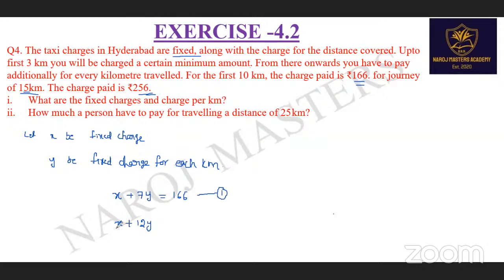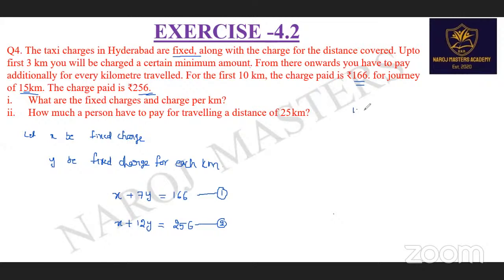So this is our total amount. This is for the first 3 kilometers and this is for the next 12 kilometers charge. So the total charge is how much? 256 rupees. So these are our pair of linear equations. Without solving, that is, without making the equation also, we can solve this one.